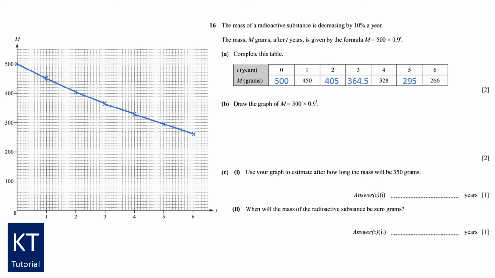Next, draw the graph of the stated equation. This would be merely plotting the coordinates on the given table and adjoining each of those plots with a line. Next, use your graph to estimate after how long the mass will be 350 grams. This would be the x value for a point on the line where its y is 350. Next, when will the mass of the radioactive substance be 0 grams? It being a portion of what remains, it should never get to 0.